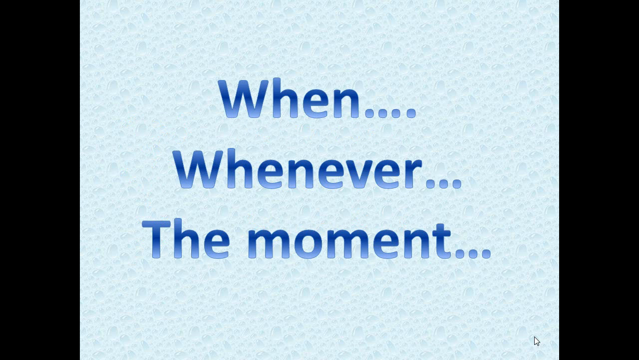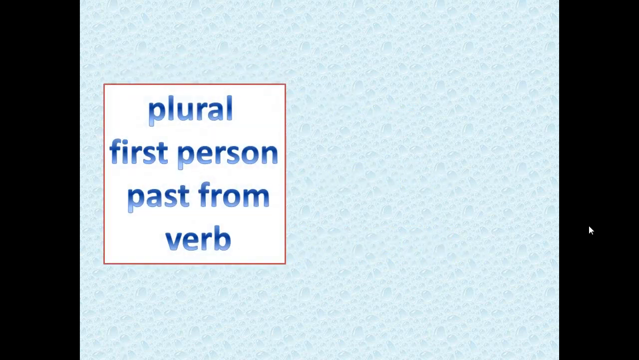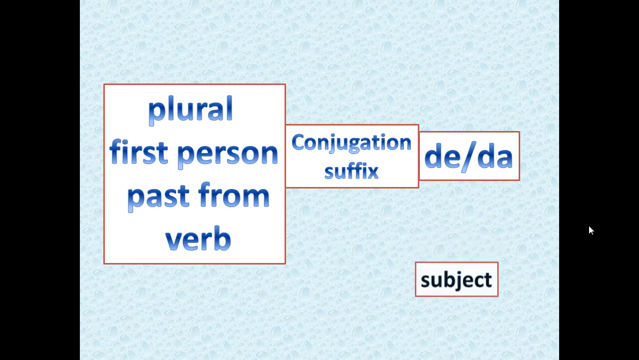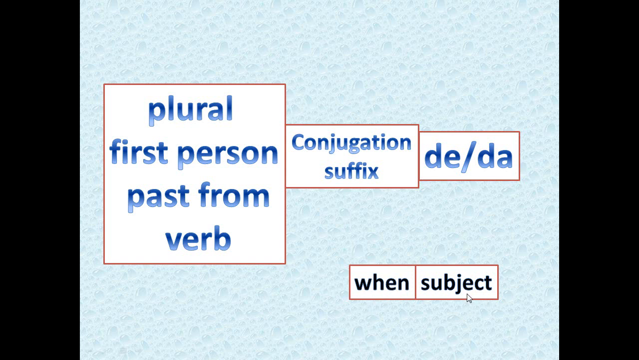Actually, we're going to learn these three phrases, like when something happens, or whenever something happens, the moment that something happens. So first we have the plural form of the first person past form of the verb, then we have the conjugation suffix, and we have de or da based on the harmony of vowels, based on the last syllable of the suffix we have here. And it's going to mean like when the subject does something.